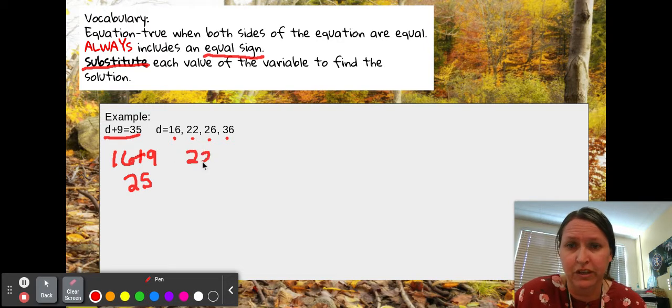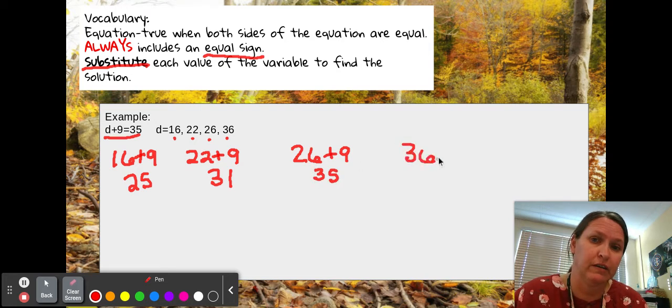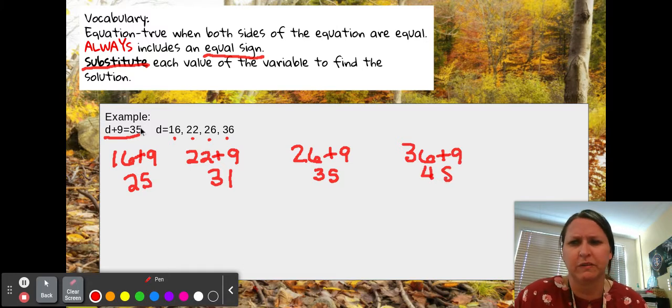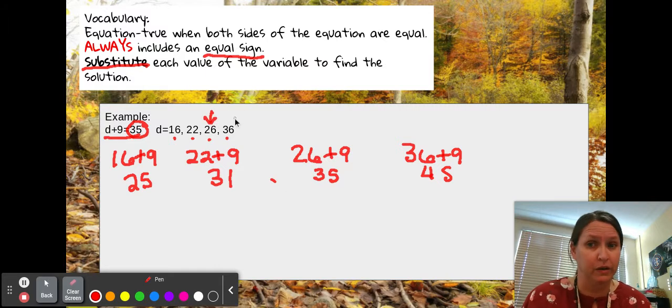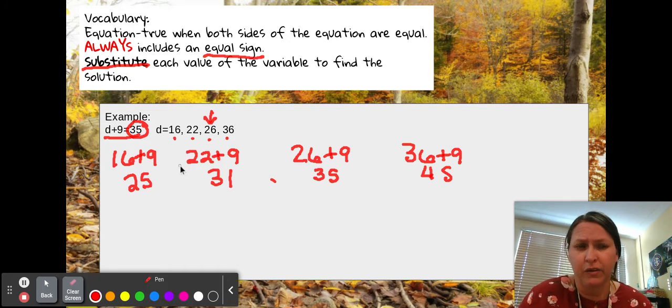Next, I'm going to do 22 plus 9. 22 plus 9 is 31. And I'm going to do 26 plus 9. Well, 26 plus 9 is 35. And I'm going to do 36 plus 9, which would give me 45. So which one gives me the answer of 35? 26 right here. So my answer would be 26 plus 9 equals 35. So the only way I figured it out is by substituting.